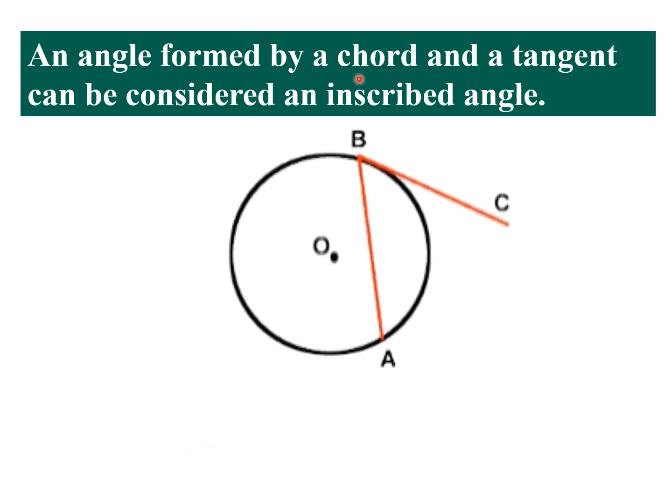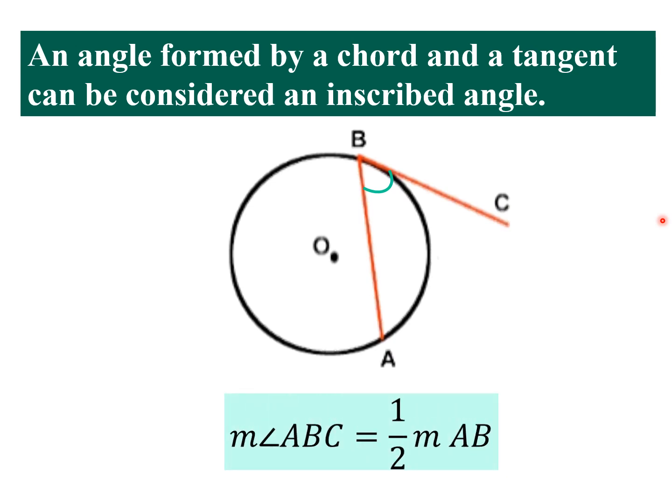An angle formed by a chord and a tangent can be considered an inscribed angle, and the measure of angle ABC is equal to half of the measure of your arc AB. So whatever the measure of this arc AB, just divide it by 2, and you will get the measure of angle ABC.